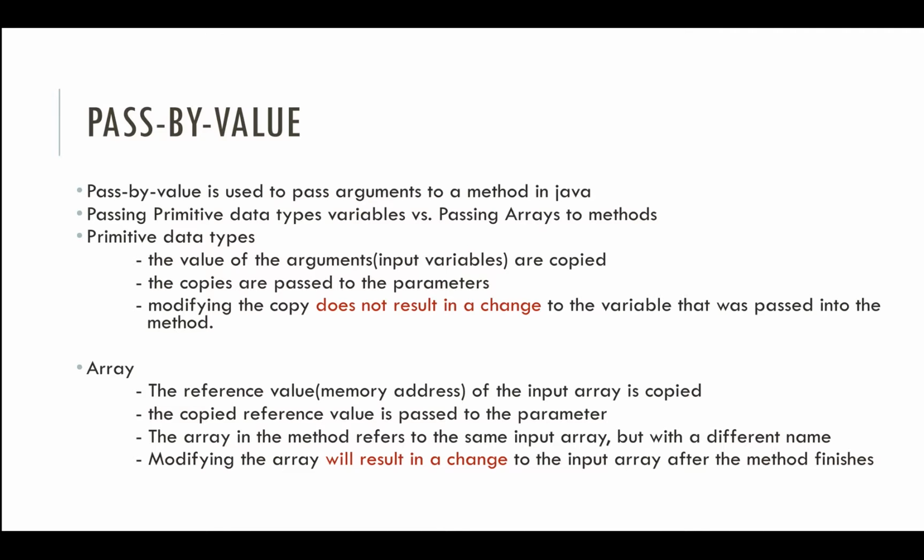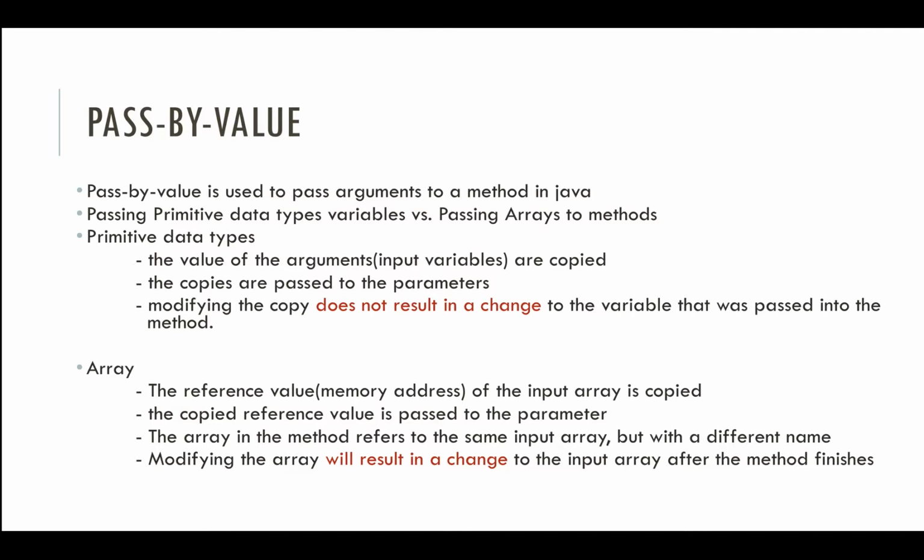For primitive data type variables, which include byte, short, int, long, float, double, boolean, and char, the values of the arguments, which are input variables, are first copied, and then these copies are passed to the parameters. Thus, modifying a copy does not result in a change to the variable that was passed into the method.